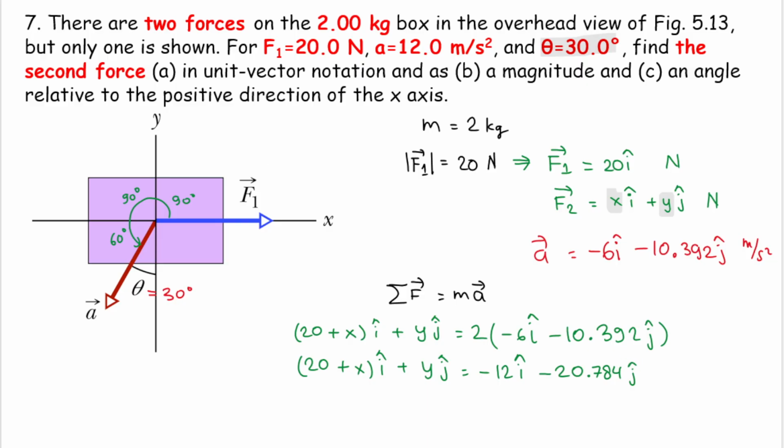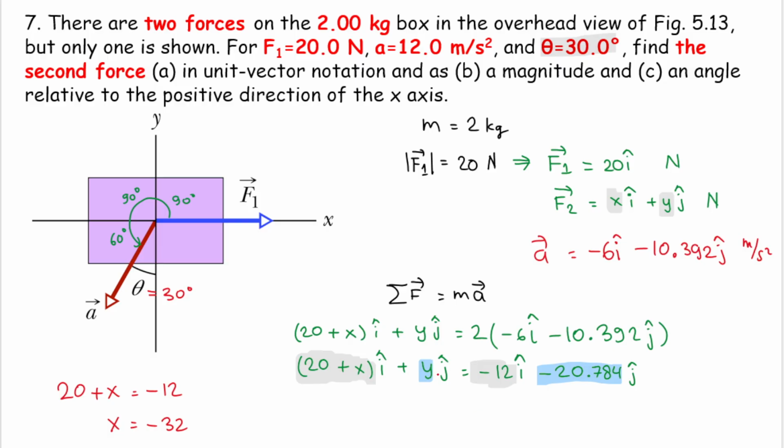Good. Now what we need to do is to pair it, right? So I'll have 20 plus x is equal to minus 12. But then on the j direction here, I will have y, and that will equal this one here. So we can get the value of F2 from this highlighted equation, right? So we will have 20 plus x is equal to minus 12, and we can isolate for x. So we'll have x is equal to minus 32.